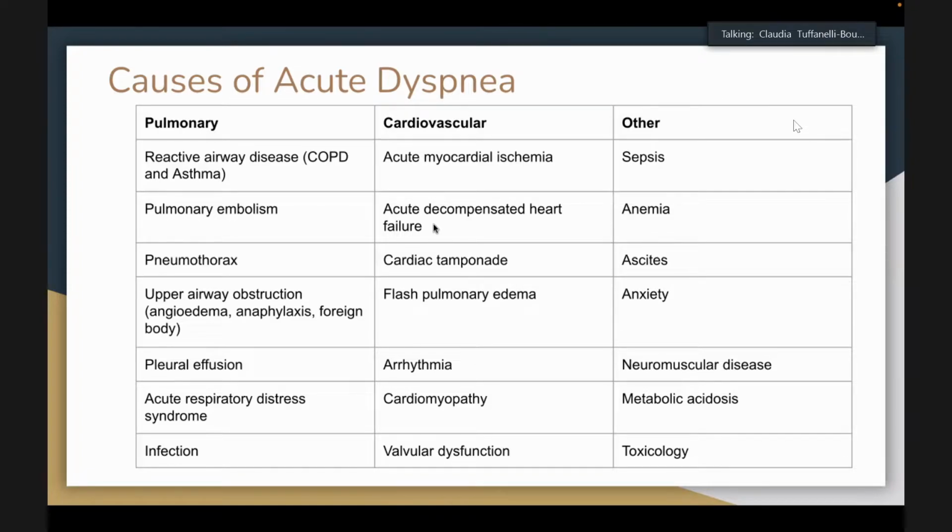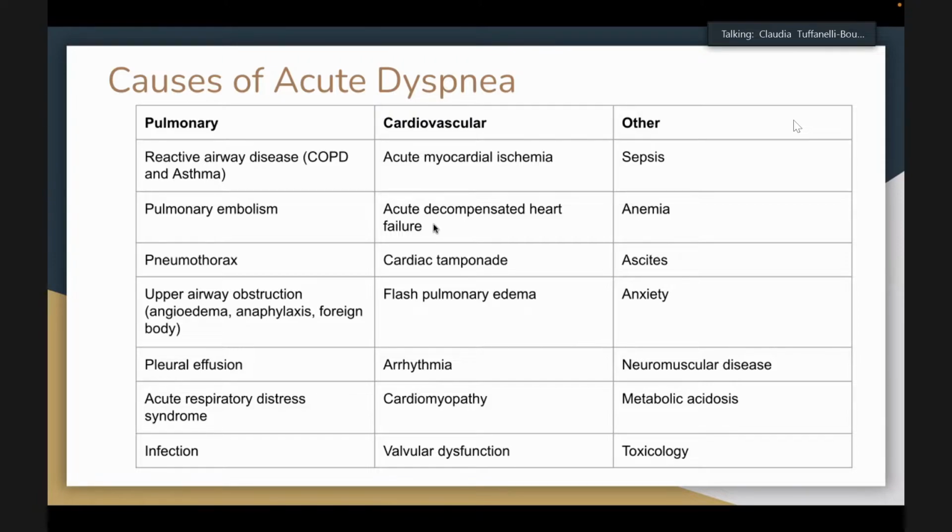Is it cardiovascular? A lot of times cardiovascular presentations or complications are going to manifest as difficulty breathing. So is somebody having an MI? Are they in decompensated heart failure? Is there fluid around the heart because of their heart failure? Have they had some sort of flash pulmonary edema? And then arrhythmias, cardiomyopathies, valvular dysfunctions, that when they're more severe or have been going on for a long time, can cause difficulty breathing.